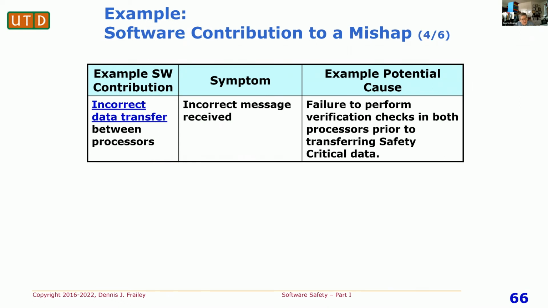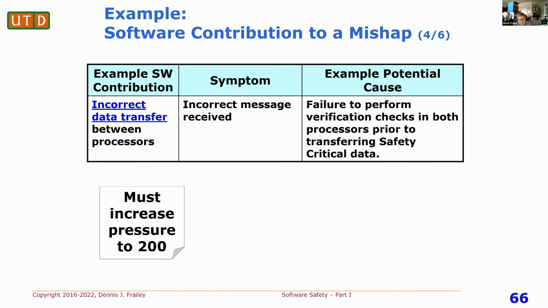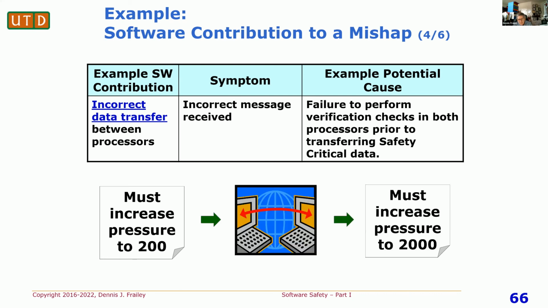Another example is you didn't transfer things correctly. You didn't do the proper error correction code checks to make sure that you did it. You followed the wrong protocol or something like that. It's similar to the bad data, but in this case, it's not that you just transferred the wrong data. It's that you followed the wrong protocol, and therefore the communication was screwed up. So you said increase the pressure to 200, but it was received as increase the pressure to 2000 because of a protocol mistake.